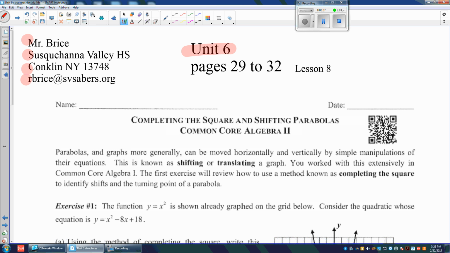We're on Unit 6. We're doing pages 29 to 32. This is Lesson 8, and this is Part B, or Part 2. Okay, go back and watch Part 1. Now, Part 1 is a PowerPoint presentation, so it's animated. It's not part of this book. If you don't understand what I'm saying, you can scan this QR code and listen to a different teacher's perspective on it, the person that wrote these worksheets.